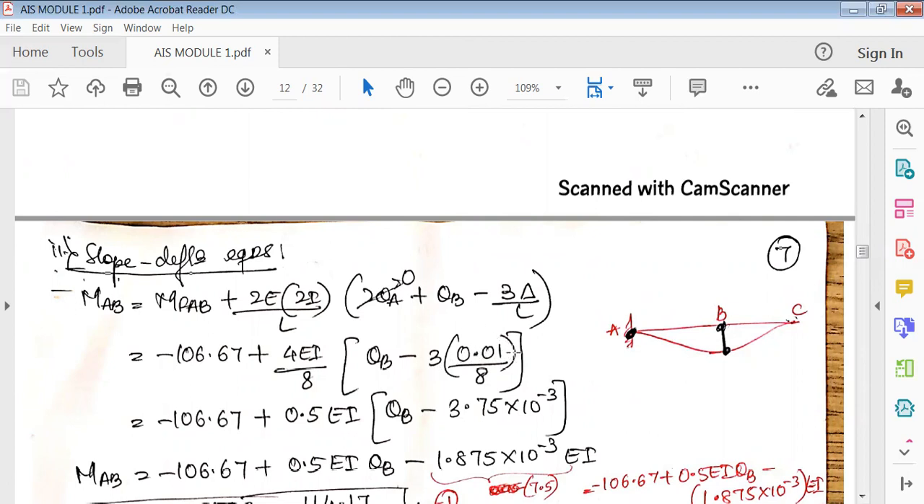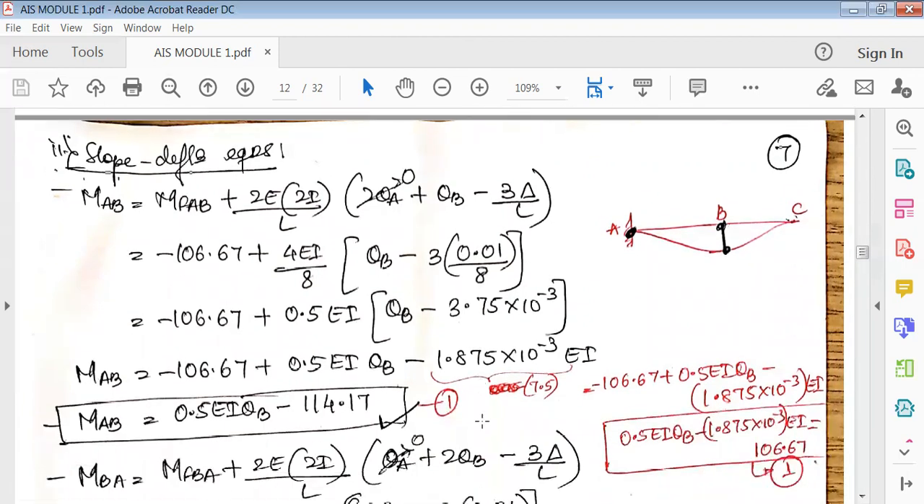Again, 0.01, I have taken it positive. Why have I taken it positive? It's because the right support is sinking. In the AB span, the right support is sinking. Because right is sinking, this value is positive, divided by 8. Okay, close the bracket. Now be careful when you're multiplying this. Whatever I've written here in red, you should do the calculation according to that only. I'll tell you the reason why also.